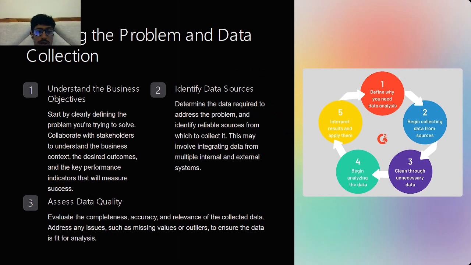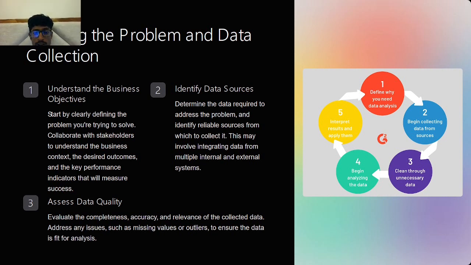So now let's talk about defining the problem and the data collection. So the first objective is to understand the business objectives. Start by clearly defining the problem so that we have a clear view on what the stakeholders require, such as collaborating with stakeholders to understand the business context, the desired outcomes, and the key performance indicators that will measure success.